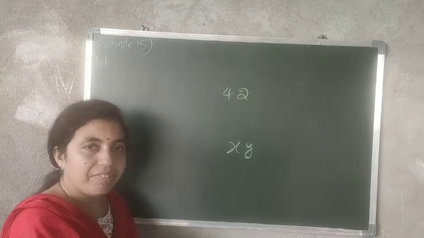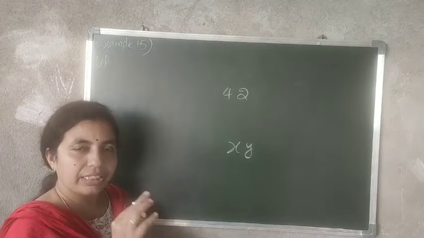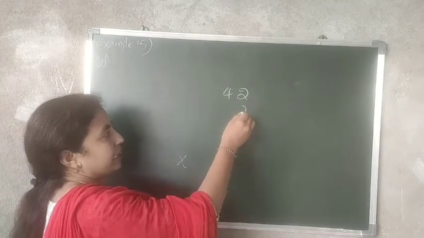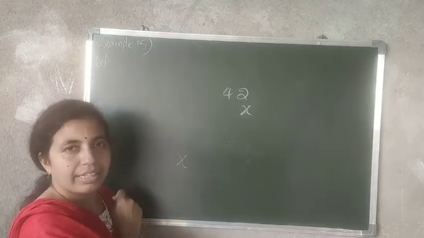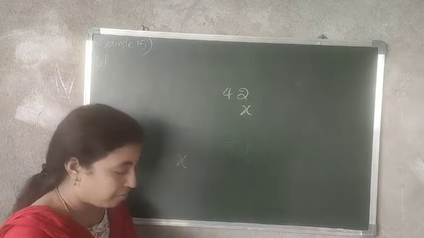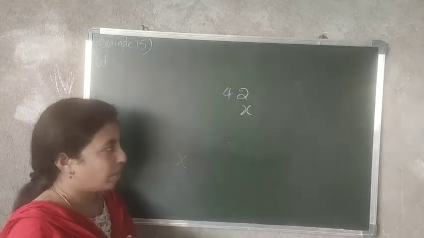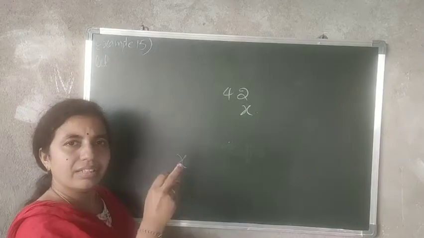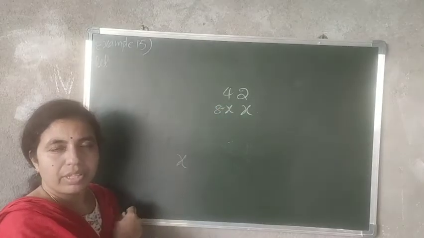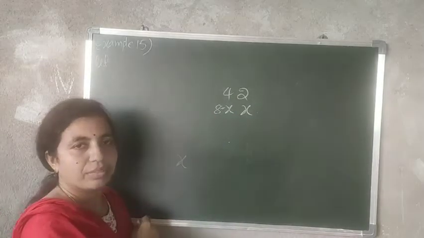So here, what they have given is that the sum of those two digits is 8. If you consider the 1's digit as x, the sum is given as 8. So how will you get 8? Yes, the sum of 2 digits is given as 8. So if one is x, the other is obviously 8 minus x, no? When you add these two, you will get 8 only.